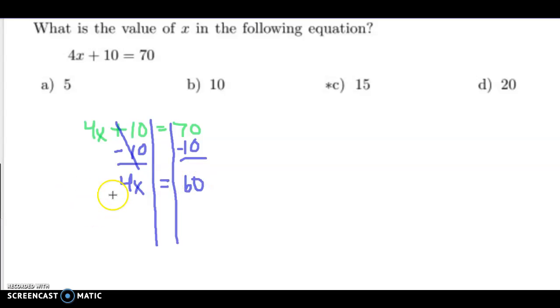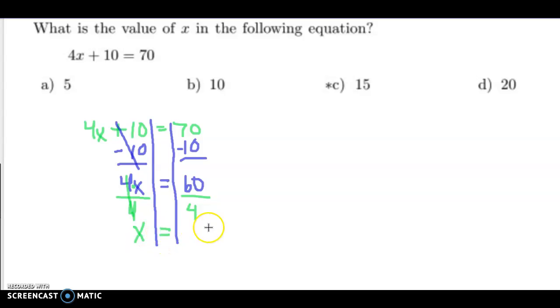Now I need to ask myself, how is the 4 attached to the x? Well, when there's nothing between the coefficient and the variable, I know it's multiplication. And the opposite of multiplication is division, and I show that with a fraction bar. So I'm going to divide both sides by 4 because that's what's attached to the variable. Anything divided by itself is a fancy form of 1, so I have 1x there.